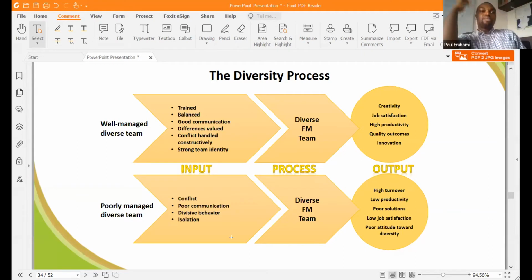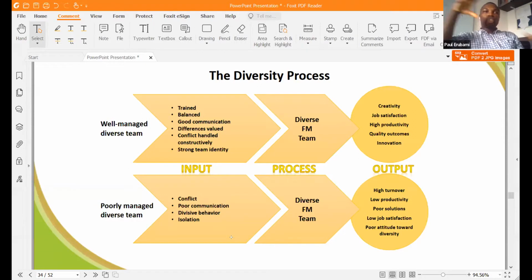Then if your team is poorly managed, there will be a lot of conflict, poor communication, divisive behavior, isolation. People are going to create caucuses. Oh, we are the good team. Oh, they are the bad team. Oh, this is the association of the Igbo people. This is the association of the Yoruba or the Hausa people. And that will lead to high turnover. People will start leaving the organization. You have low productivity, poor solutions because people are not innovative. They can't work together. Low job satisfaction, poor attitude towards diversity.